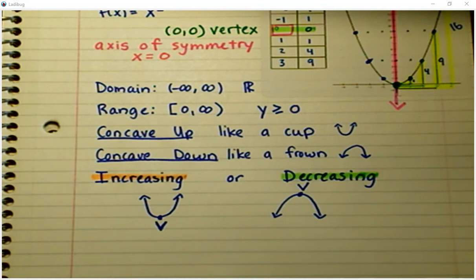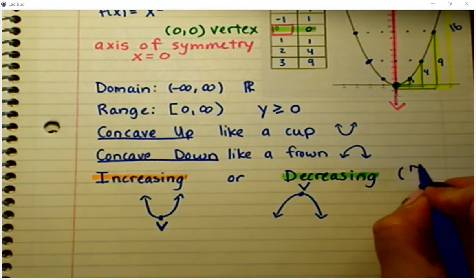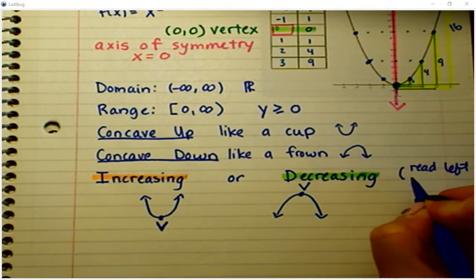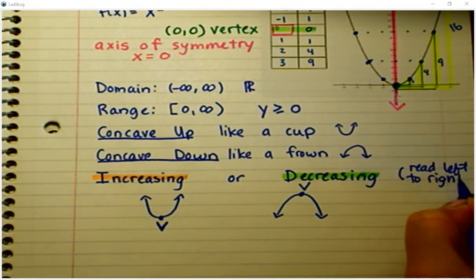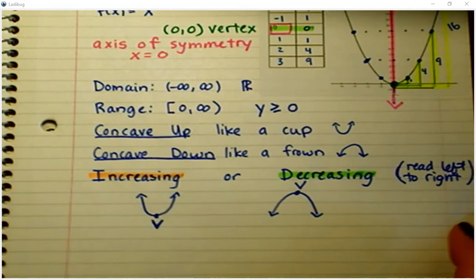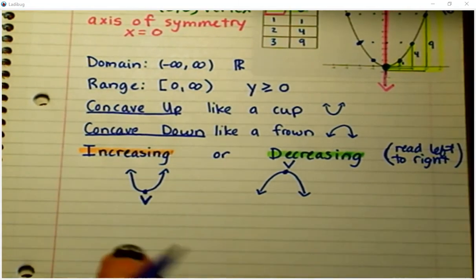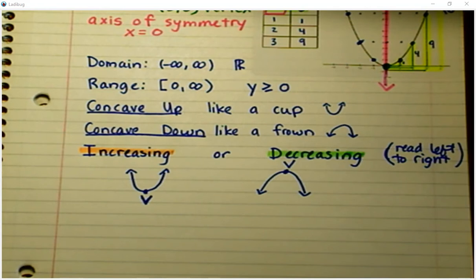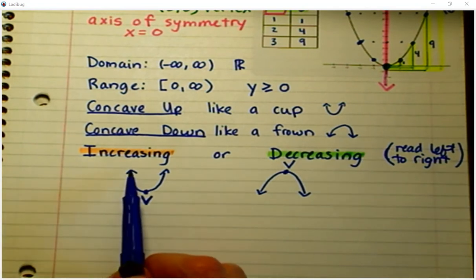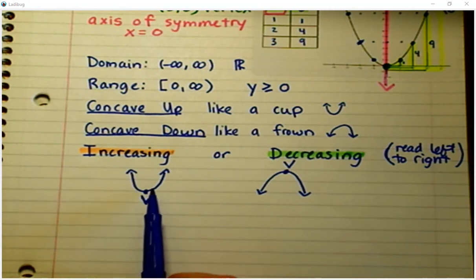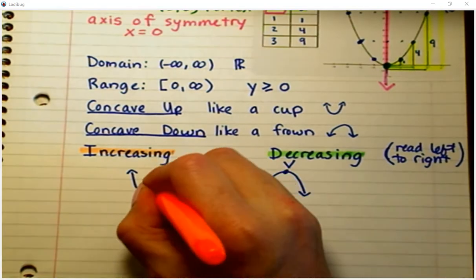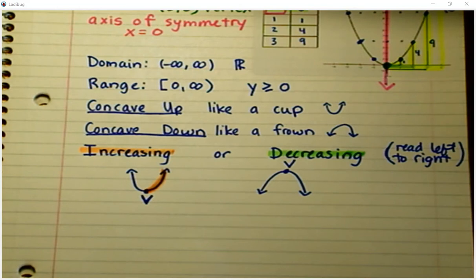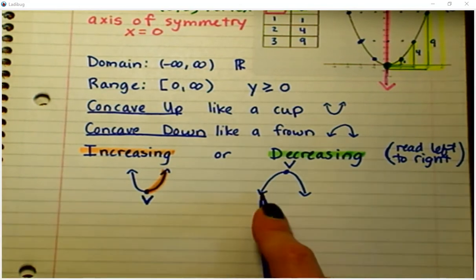Put a reminder on here for myself. Read left to right. That's how you read, left to right. So you need to read this parabola left to right. So I'm going to put my pencil on this arrow, and I'm going to move it from the left to the right. Where does my pencil go up? To the right of the vertex. So on the right side, the right half.